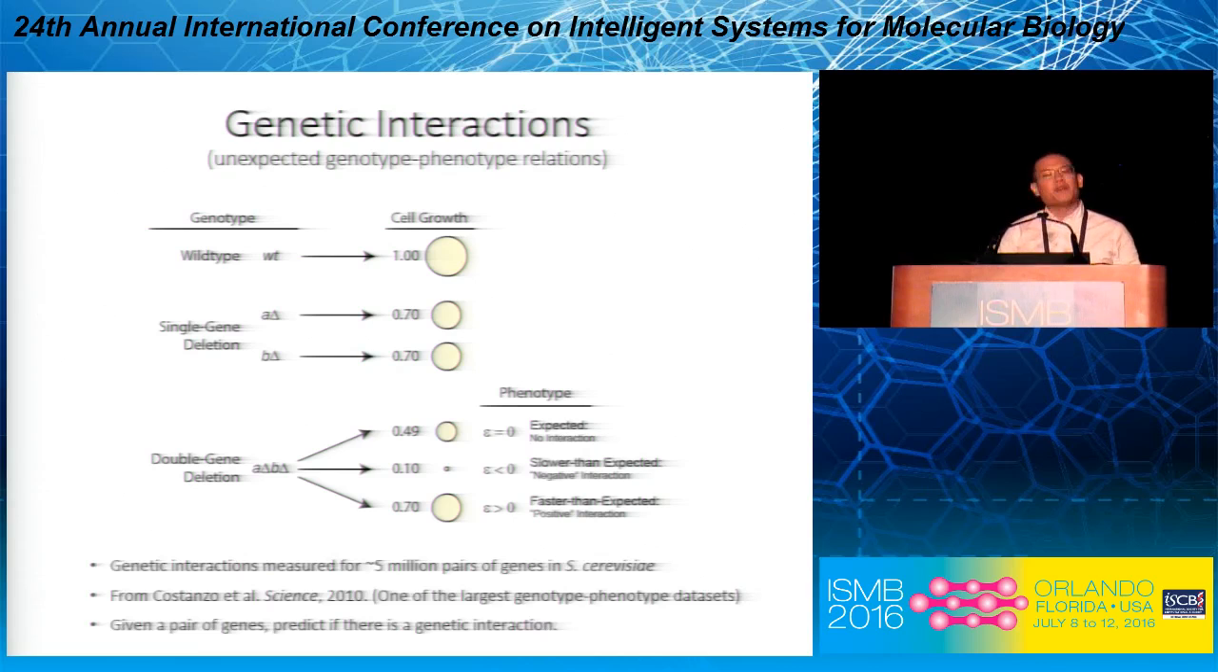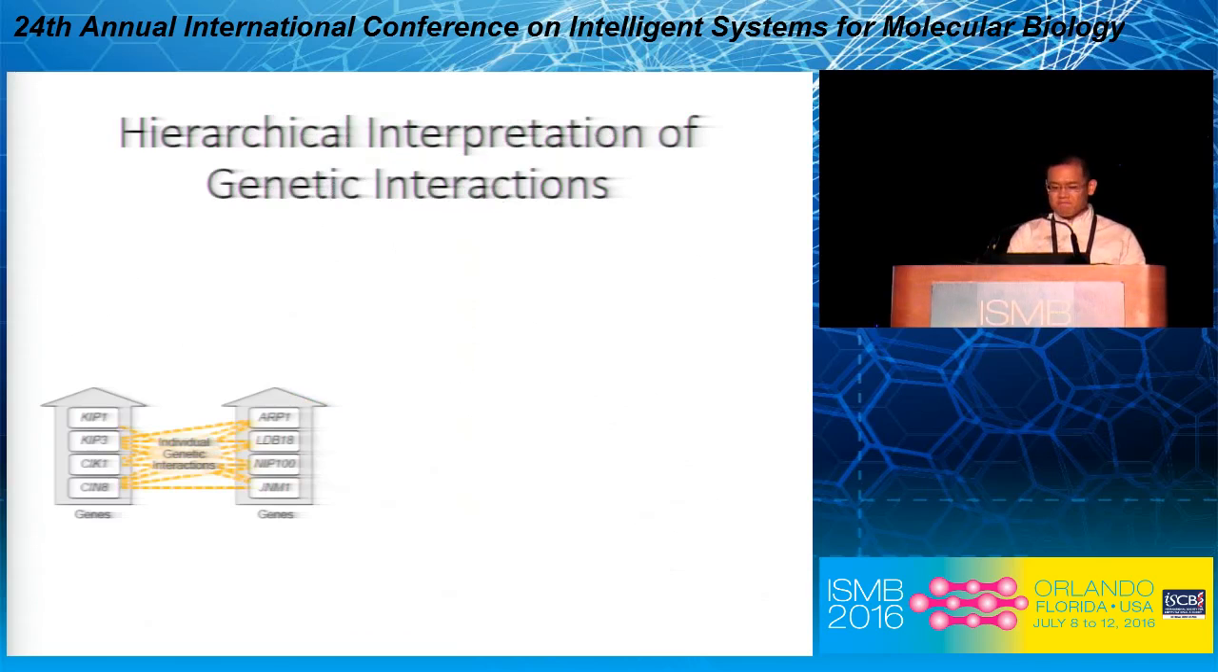For this work, we took a data set published in Science back in 2010 that measured 5 million pairs of genes in yeast, Saccharomyces cerevisiae, and measured whether there were genetic interactions. To our knowledge, this represents one of the largest genotype-phenotype relation data sets out there. Again, the question we are focusing on is, given a pair of genes, can we predict its phenotype, in this case whether there's a genetic interaction or not?